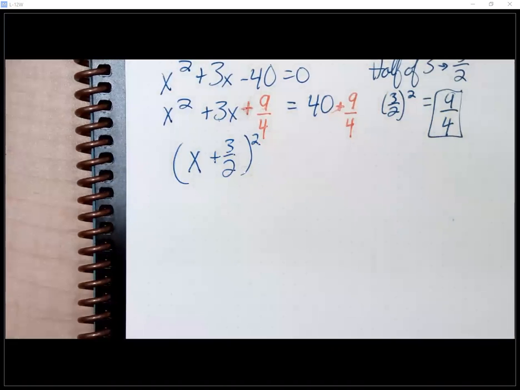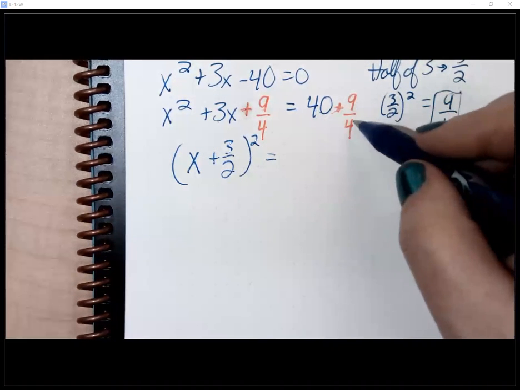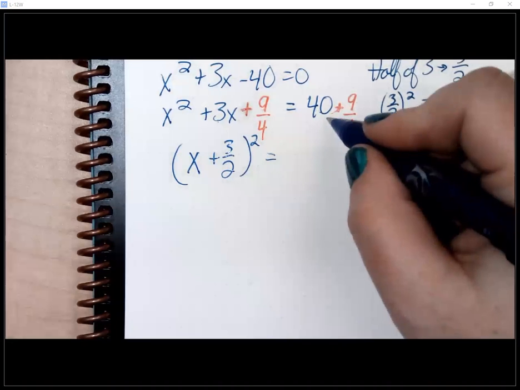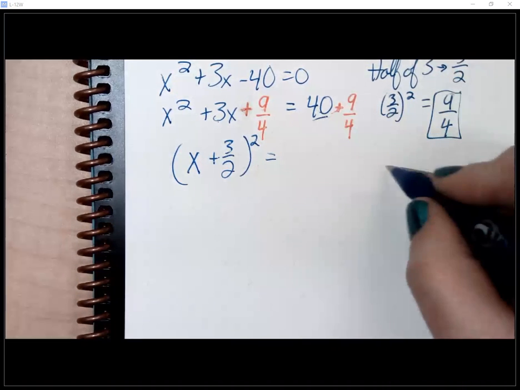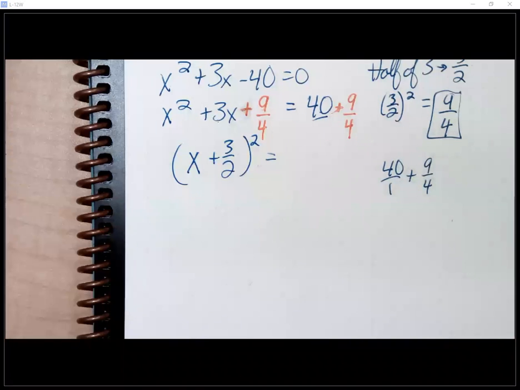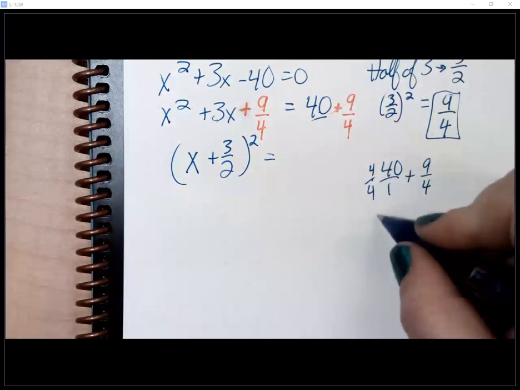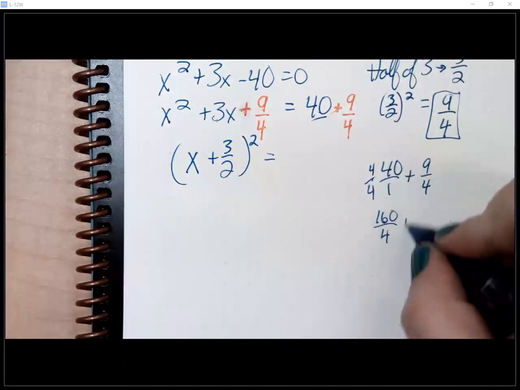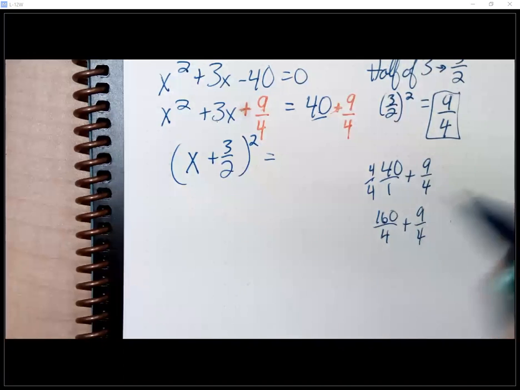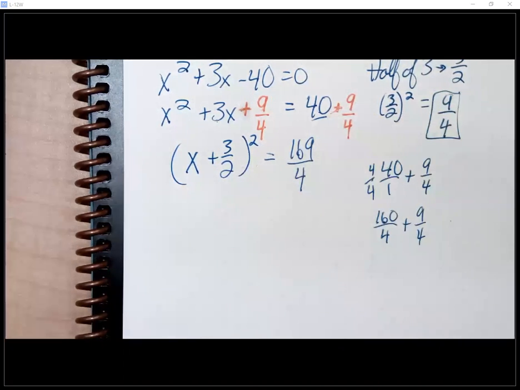And then on the right-hand side, I do have to add 40 and 9/4. So let's get those common denominators. I'm going to do it over here. So 40 over 1 plus 9 over 4. I'd have to multiply 40 by 4 over 4, right? So I get 160 over 4 plus 9 over 4. I get 169 over 4. You with me so far? Is this okay?